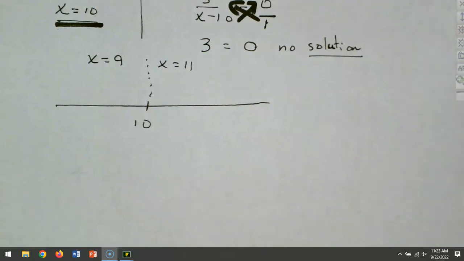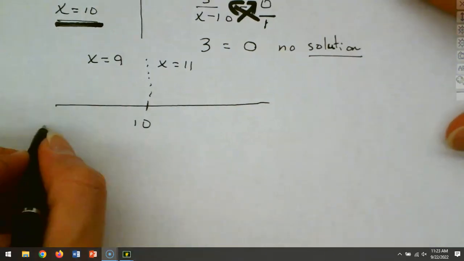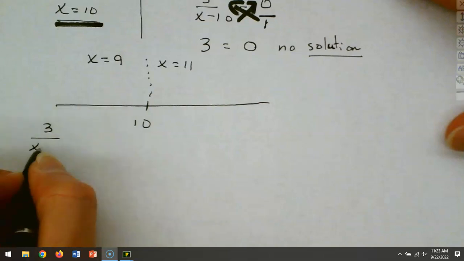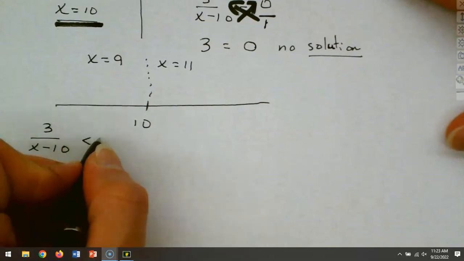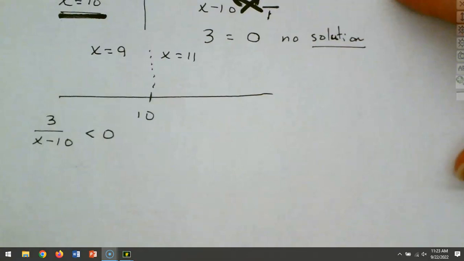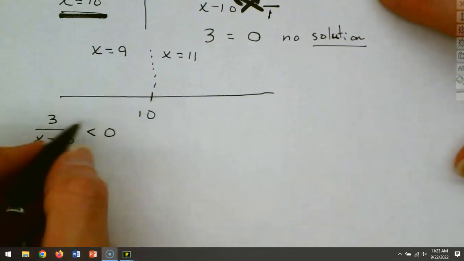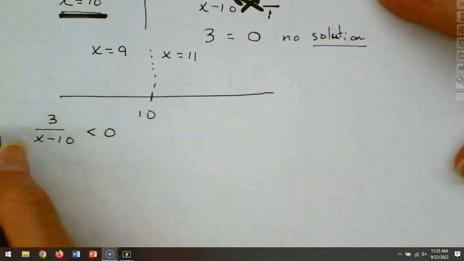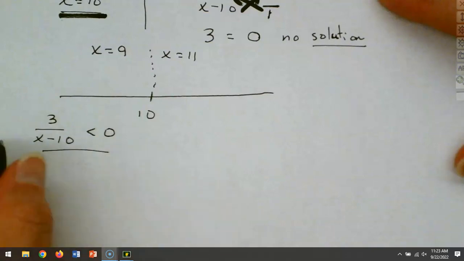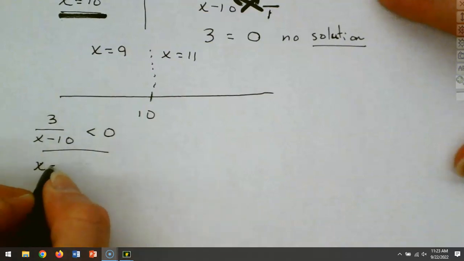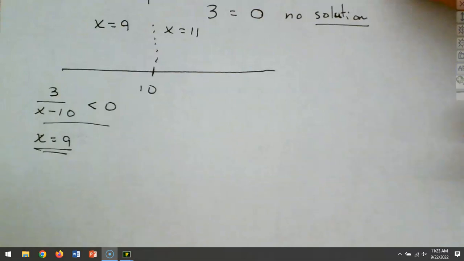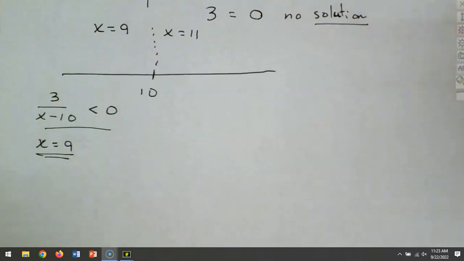And we'll check these, and we'll see what we get. And we're going to use 3 over x minus 10 is less than 0. So this is what we're going to use. So let's check x equals 9. So if I plug in the 9, what is that going to give me?